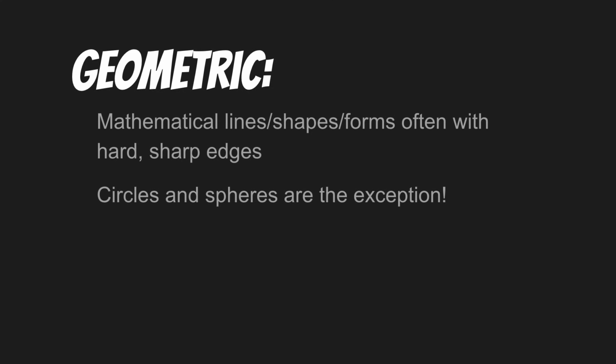Now, there are two ways of describing shapes and forms, and that would be the terms geometric and organic. So when we think about geometric lines, shapes, and forms, we see them as being mathematical, and they often have hard, sharp edges, with the only exception being circles and spheres. So circles and spheres are considered geometric because they don't really exist in nature, or at least perfect circles and perfect spheres don't really exist in nature. There's always some kind of inconsistency in them. So that's why we consider them a geometric shape or form.